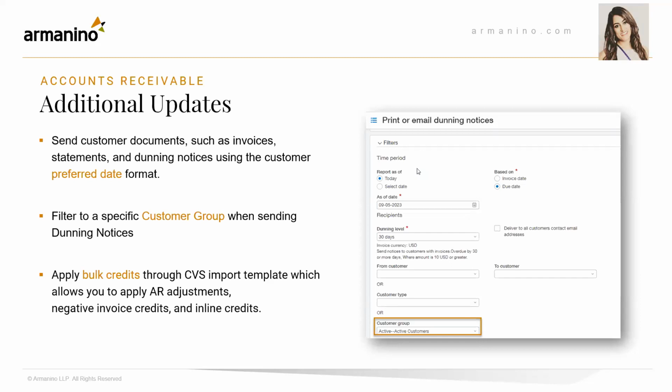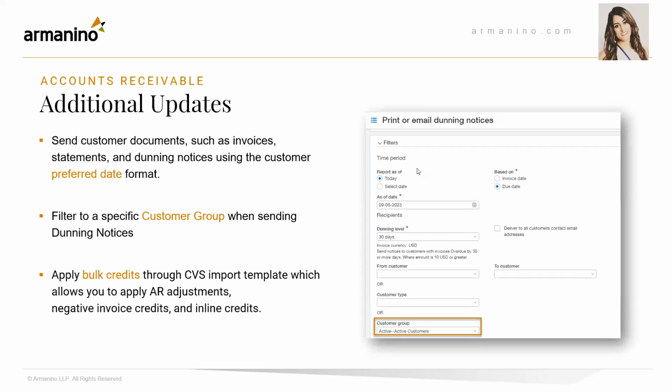Last year, Intacct added the ability to import customer payments in bulk through CSV import template. With this release, you have the ability to use the same CSV template to apply credits in bulk. This is huge. This is such a good time saver. I personally love this update. You can apply AR adjustments, negative invoice credit, and inline credits in this way. A small tip, try in small batches first because the bulk reversal is still currently unavailable.